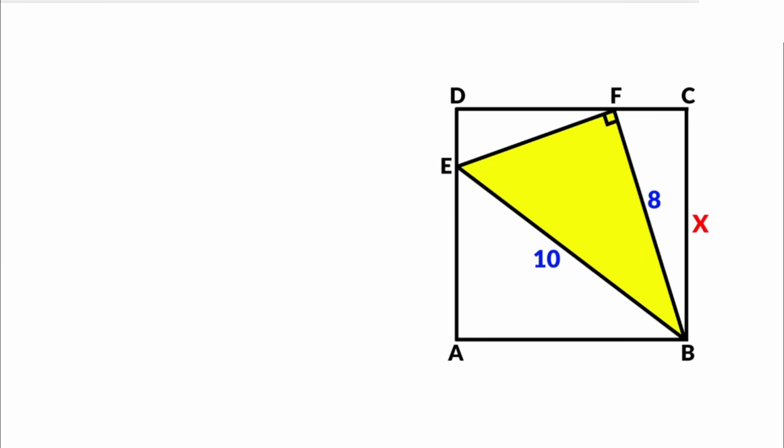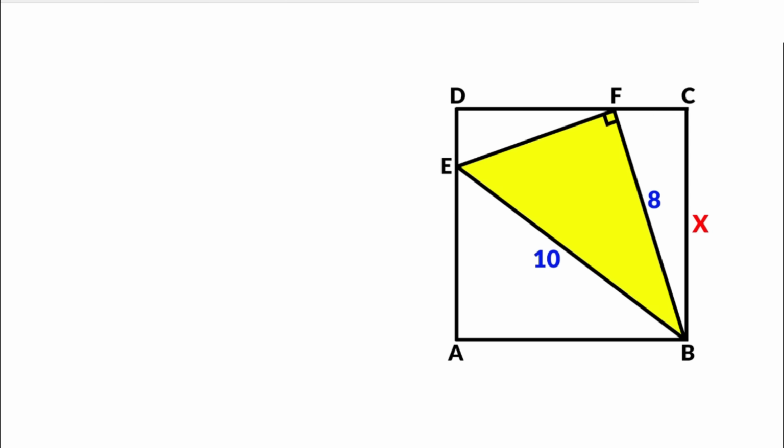We're given two side lengths. EB is 10 units, FB is 8 units, and the angle at F is exactly 90 degrees. Our goal is to find the side length of the square. Let's call that unknown length X.